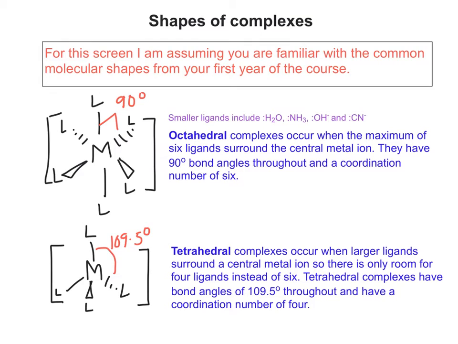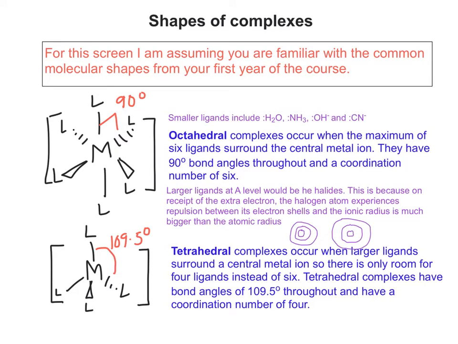The smaller ligands that can form octahedral complexes would be water, ammonia, hydroxide and cyanide. However, larger ligands that we come across at A level would be halides.